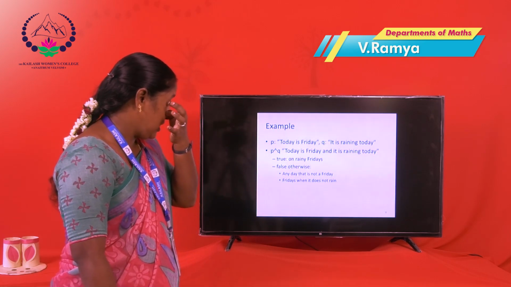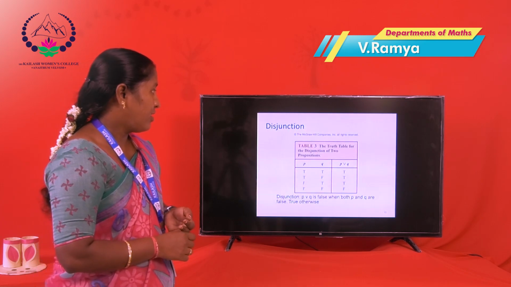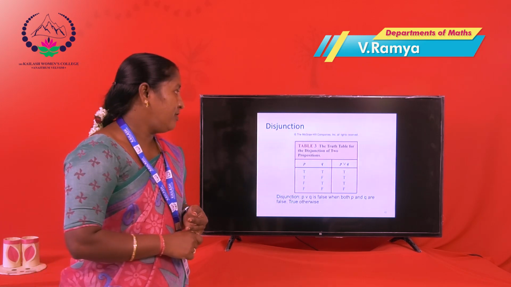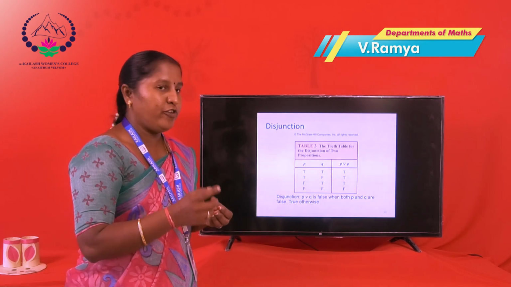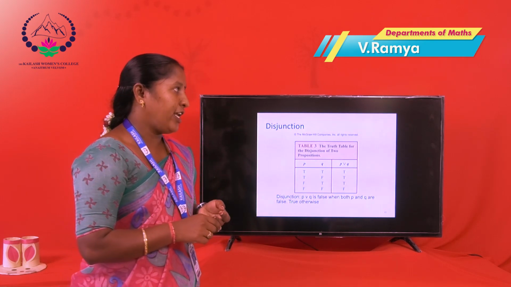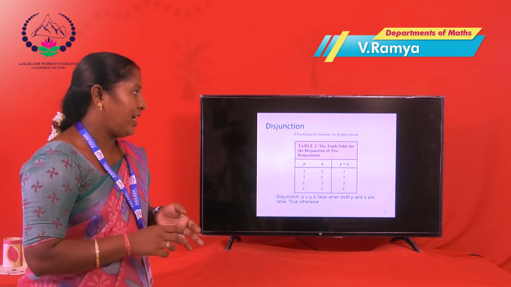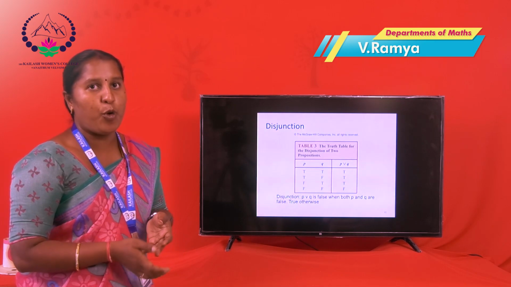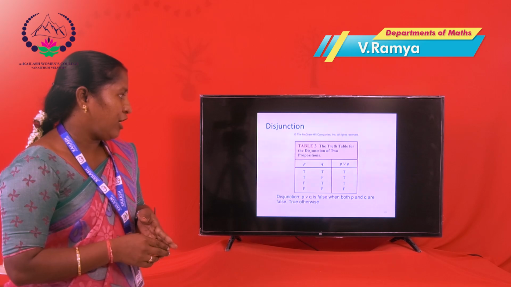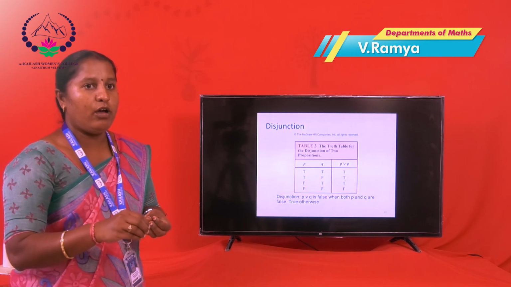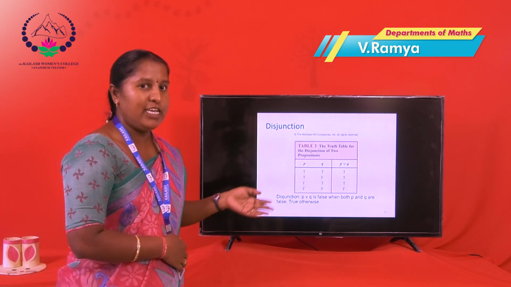The next one is disjunction. Disjunction is separating the statements, which means using the word or. For example, I shall buy a car is one statement and I shall buy a mobile phone is another statement. If we combine the statements, I shall buy a car or mobile phone. This is the example of the disjunction statement.